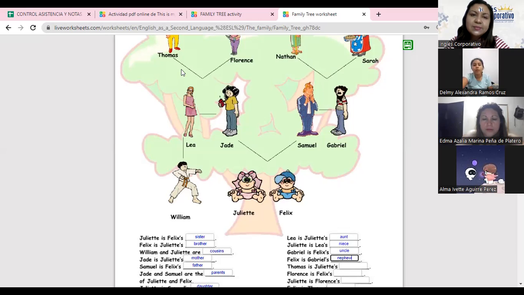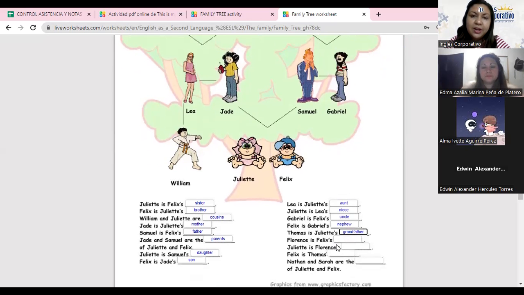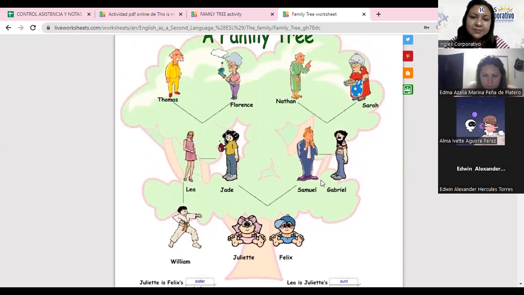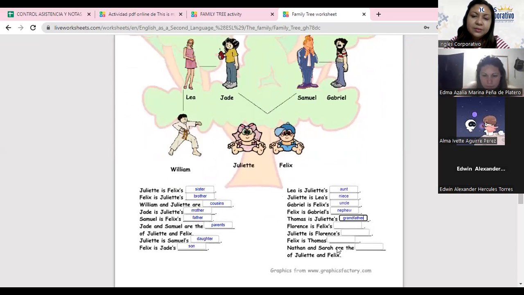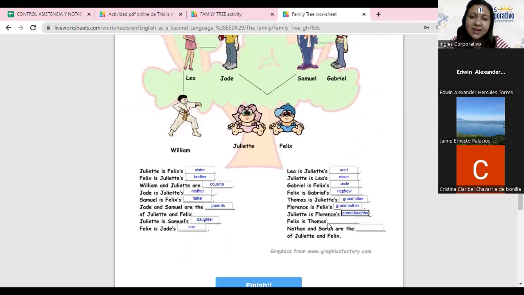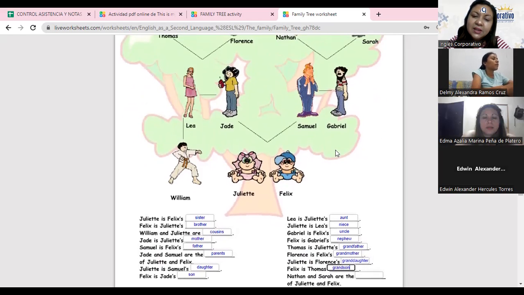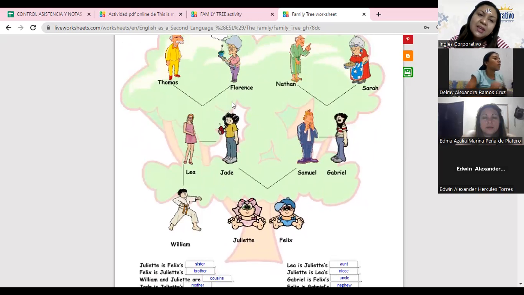Thomas is Juliet's grandfather. Florence is Felix's grandmother. And Juliet is Florence's granddaughter. Felix is Thomas's grandson. Yes, Felix is Thomas's grandson. It's just grandson because this is the father's. I mean the grandparents, the parents, and the children.